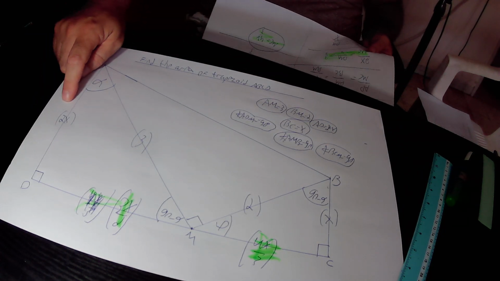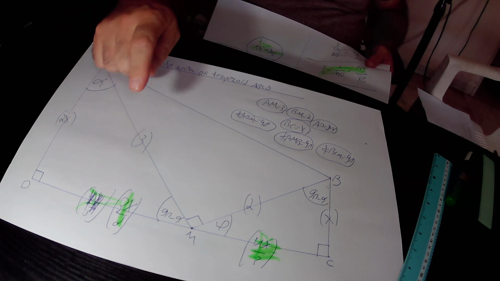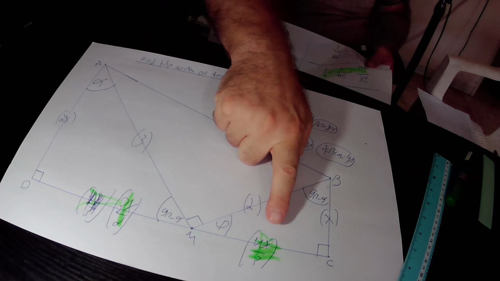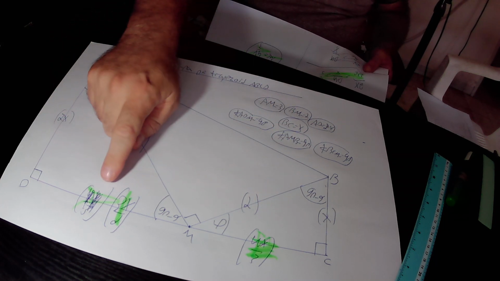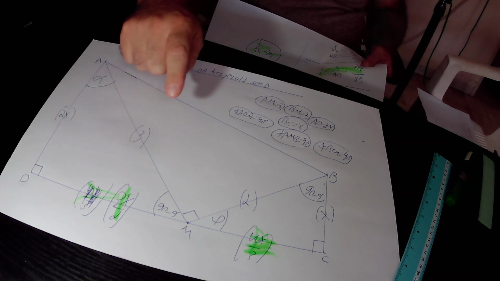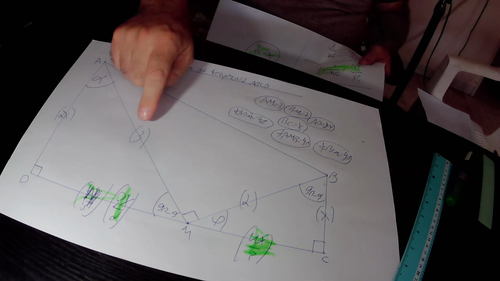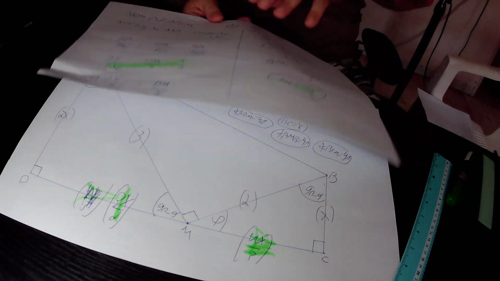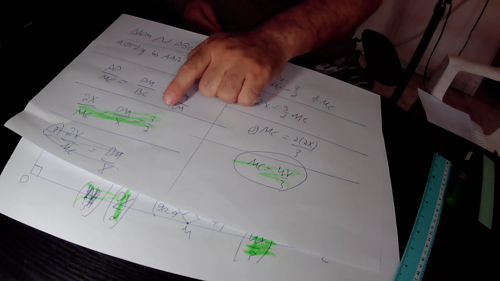AD is 2x over MC. MC is the missing side, so we leave it as it is. And it is equal to DM. DM is also the missing side, so we leave it as it is, over BC. BC is x, and it is equal to AM. AM is 3, over BM that is 2. So in total, we found out that 2x over MC equals DM over x equals 3 halves.